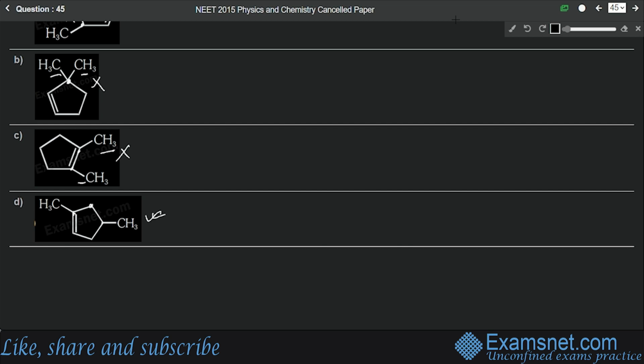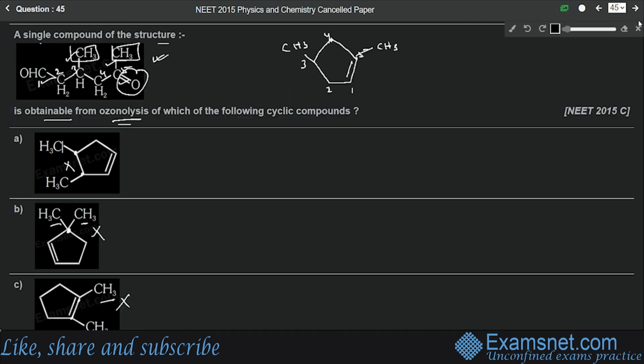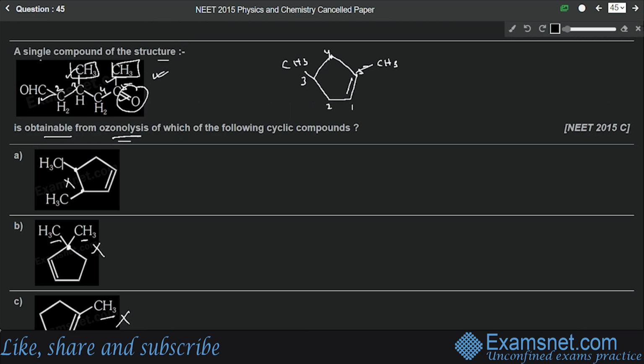Now let's see if it undergoes ozonolysis, then it will give the product that will look something like this. Here we have CH3. Here we have carbon oxygen double bond, CH3 here, and then here CHO. This is the final product. So option D will be the correct answer. So here we complete all the questions from NEET 2015 chemistry paper that was cancelled.